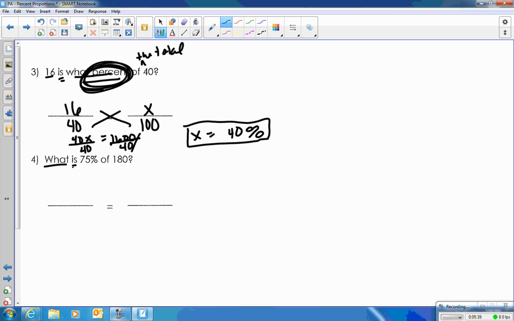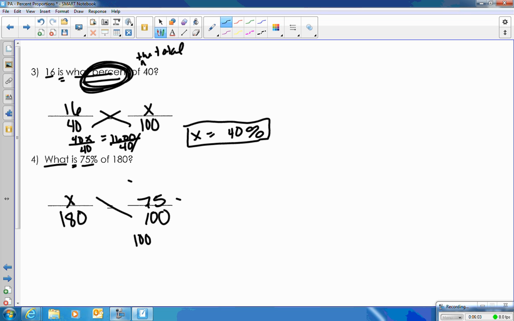What is 75%? Okay, again, percents always go over 100. You should never miss that part. But it's asking, what is 75? So do I know what goes across from 75? No, that's what I'm looking for. Of the total 180, where do totals go? On the bottom.